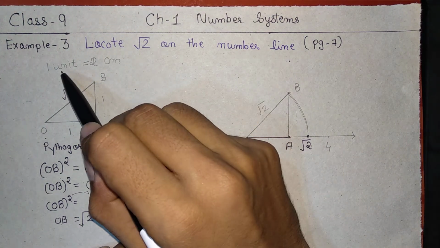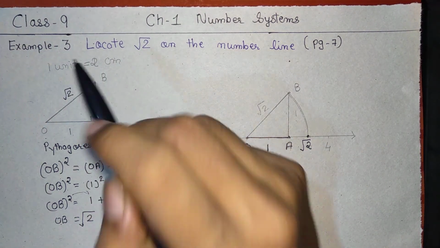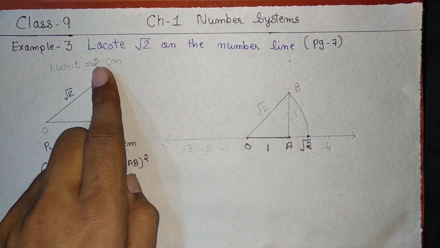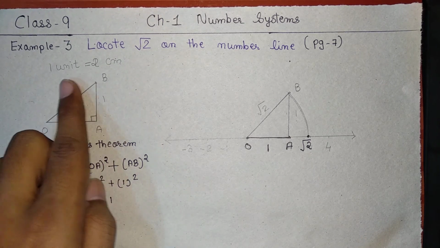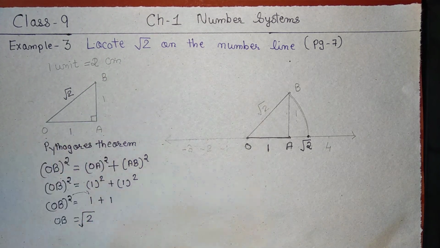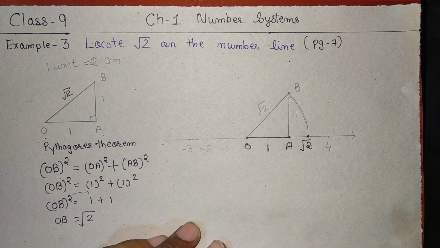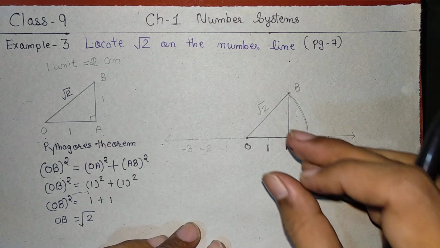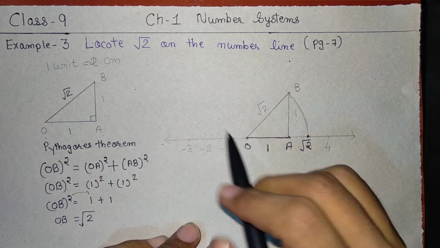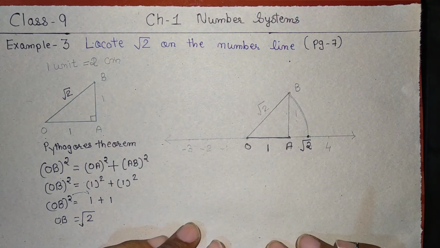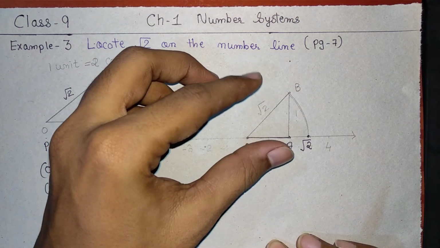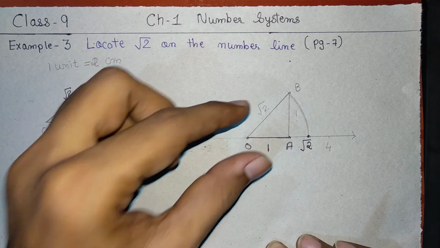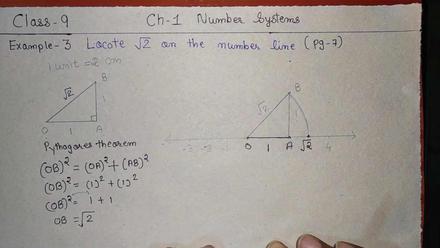Now as we know, we have considered 1 unit as 2 centimeter. You can take 1 unit as 1 centimeter also, or 2, 3, or 4 also. Why didn't I take 1 centimeter? Because if we had taken 1 centimeter, then this figure would be very small. Therefore I recommend taking 2 centimeter, so that it will be a little bit zoomed out, so that you can watch it and the examiner can also watch it clearly.